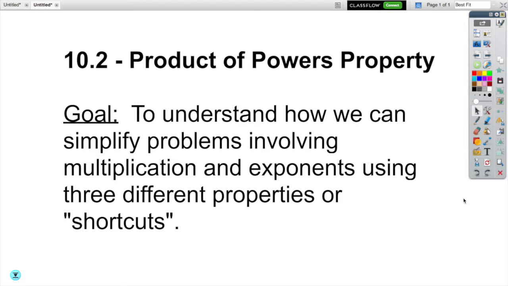So we're going to start the video. Now, keep in mind that what we're trying to do here is help you understand where these properties or shortcuts come from. So you're going to see a lot of work done out the long way as far as what exponents represent, but then we're going to try to see if we can find some patterns that are going to help us shorten things up.